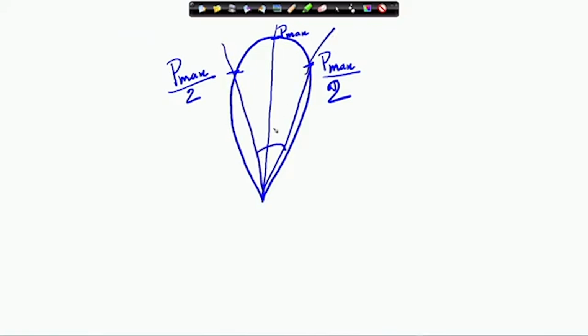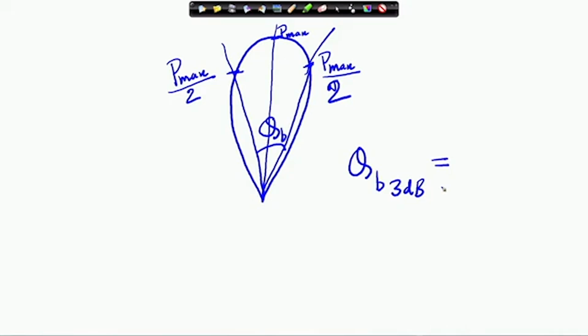So, this is called beam width. This angle theta b. Generally you see, if power is half, that is actually 3 dB. So, generally we say the 3 dB beam width will be this. From the pattern we can find out that this is the 3 dB beam width.